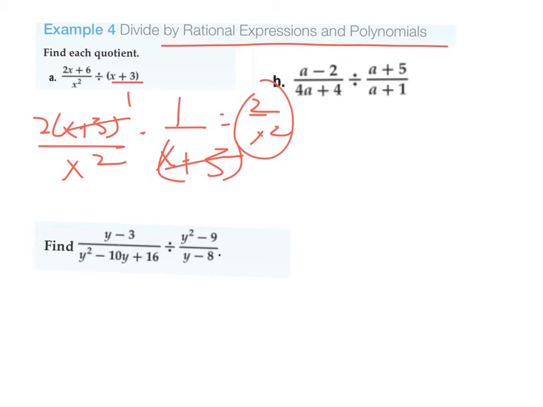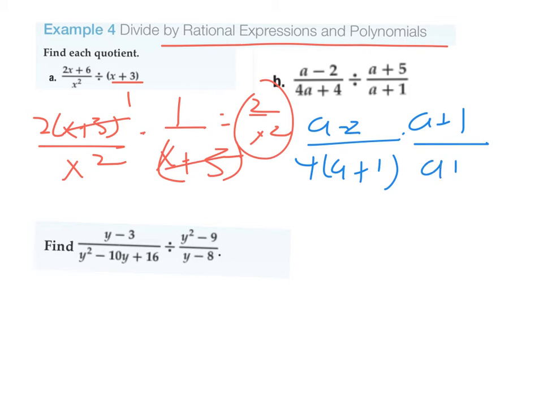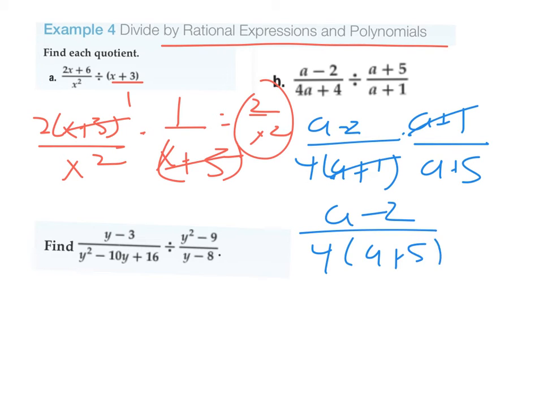Same with this problem. I'm going to keep the a minus 2, but I'm going to factor 4, which is a plus 1. And I'm going to flip the a plus 1 to the top and the a plus 5 on the bottom. The a plus 1's cancel. And what we're left with is an a minus 2 over 4 times a plus 5, because those factors don't cancel. There's my answer. So this is the biggest problem that we have.